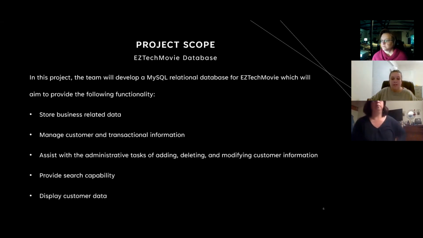The scope of the project entails a MySQL database that provides a variety of functionality, some of which includes storing business data, managing customer and transactional information for the company. It should assist with administrative tasks, offer search capability, and then also display customer information once it's been located.